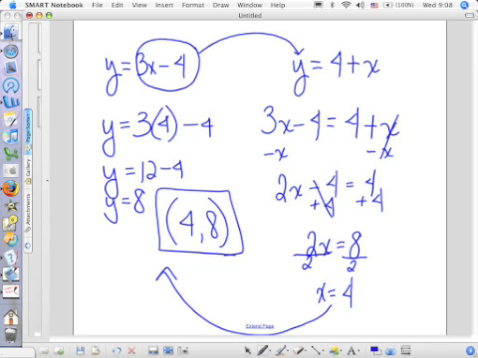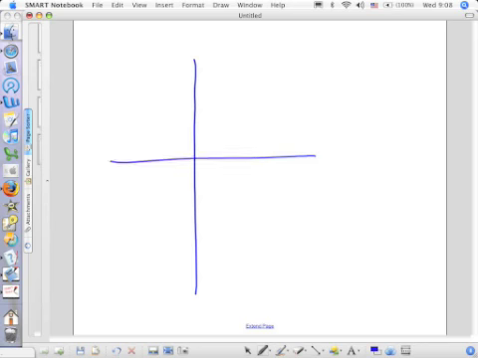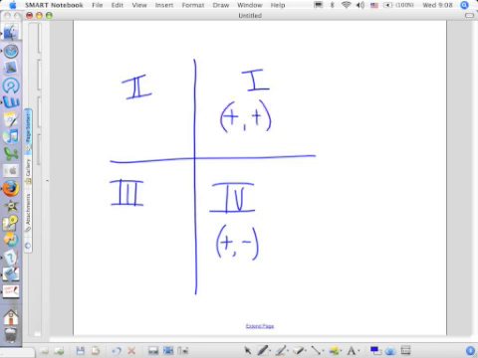Which quadrant do these two lines cross in? The first quadrant. These two cross in the first quadrant where x and y are both positive. But I'm trying to get you to get a visual. First quadrant starts in the upper right-hand corner and then it goes counterclockwise. And those are the signs of your x and your y coordinates in each one of those quadrants.